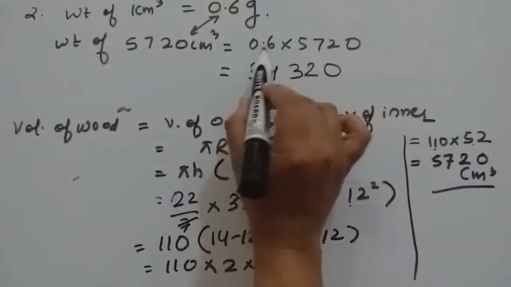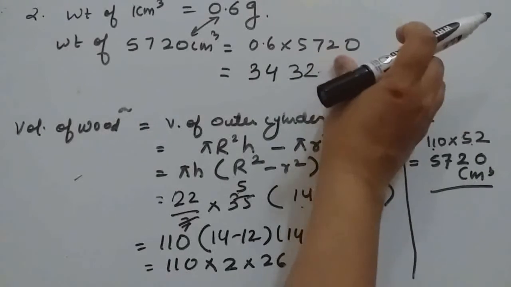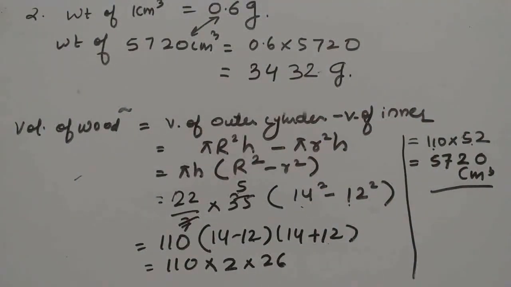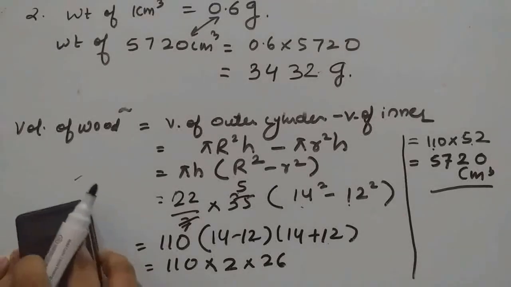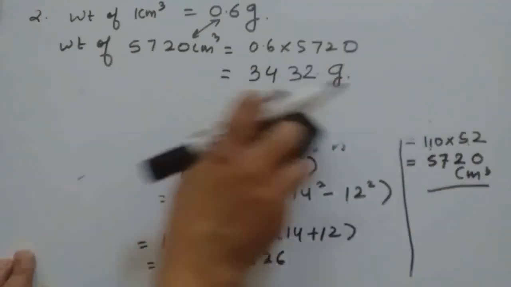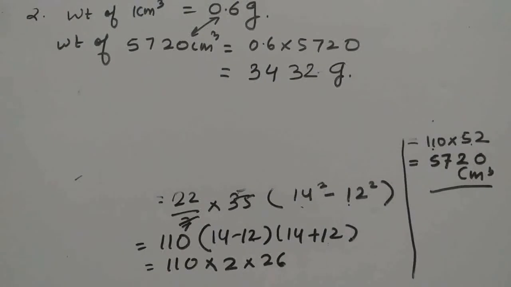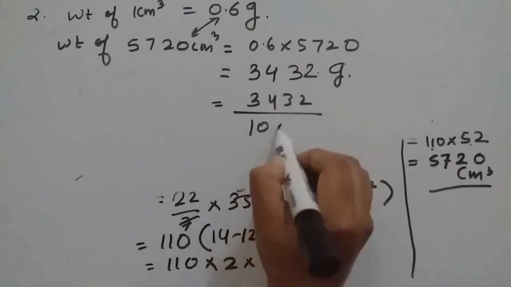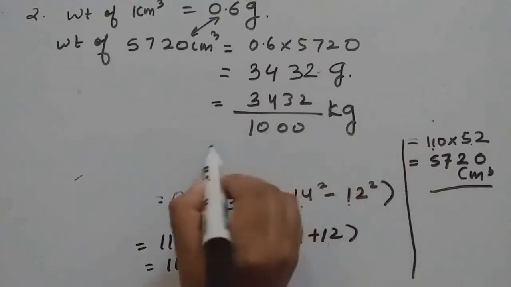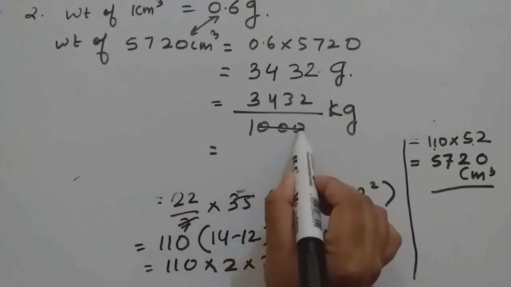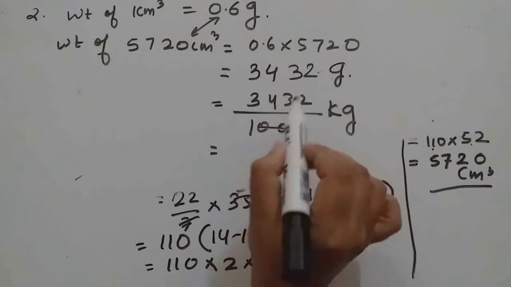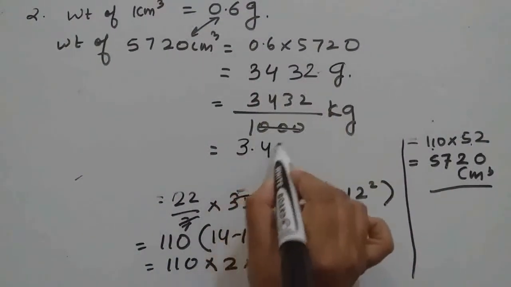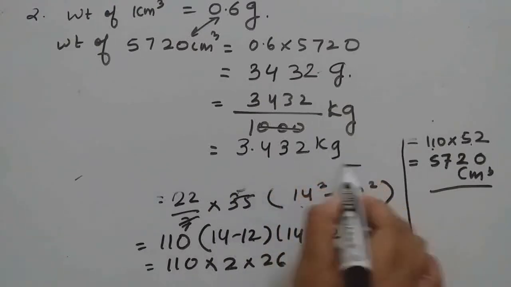Okay, after 1 digit decimal, so we'll put after 1 digit, this 0 will go. So this is the answer in gram. Now if you want to find in kilogram, we know 1 kg is 1000 gram, so we divide by 1000 to get it in kg. So 3 zeros removed from the denominator, after 3 digit decimal will come, isn't it? So 3.432 kg.